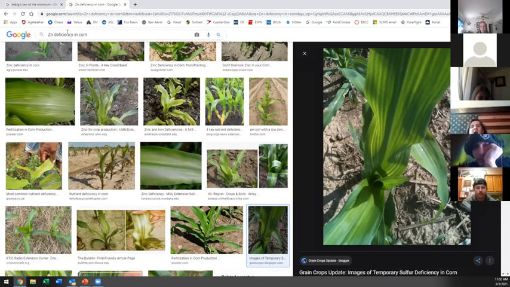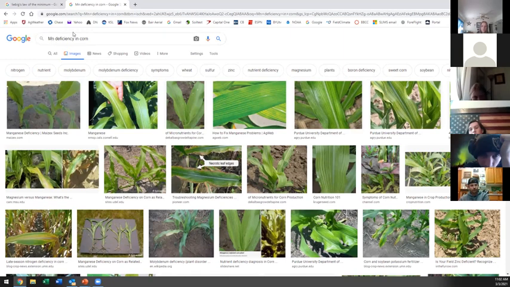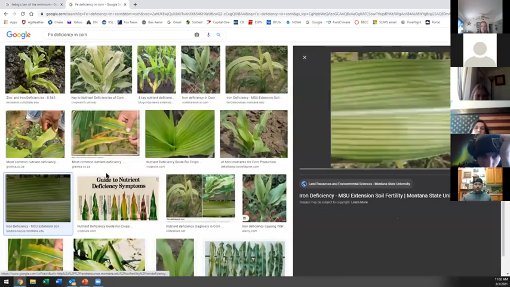Let's change this to manganese and see how that looks. Striping. So if you think that you or anybody else can take a look at a striped plant and say, oh, that's zinc 100%, or that's manganese 100%, or it's iron. Let's look at iron. It might be a little bit different, but you still get striping.